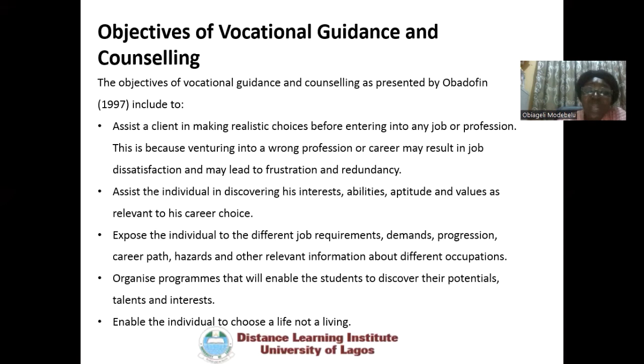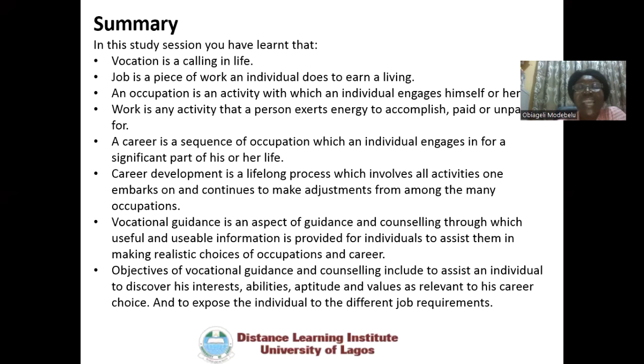Organize programs that will enable the student to discover their potential, talent, and their interests. For example, career day, career week, conferences, seminars, field trips. All these things will help your clients to really understand themselves and understand their abilities and discover their potential and their talent. Enable the individual to choose a life and not a living.